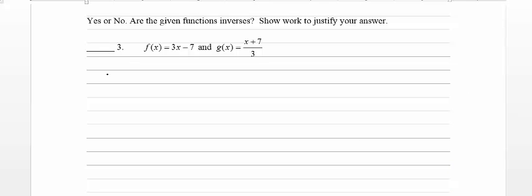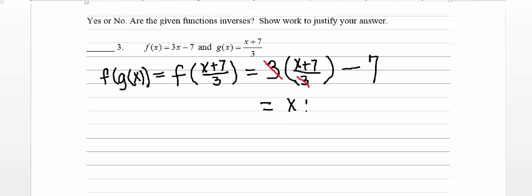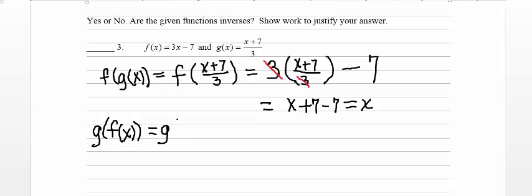Let's look at number 3, where f of x is 3x minus 7, and g of x is x plus 7 over 3. So let's find f of g of x. We see that that's f of x plus 7 over 3, which is 3 times x plus 7 over 3 minus 7. The 3's divide out, and I'm left with x plus 7 minus 7, which is simply x. All right, so these might be inverses. That's all I know at this point.